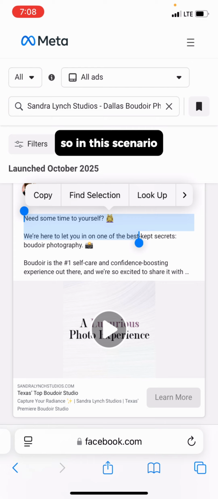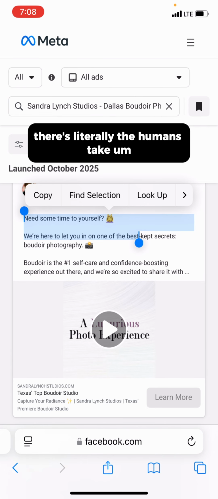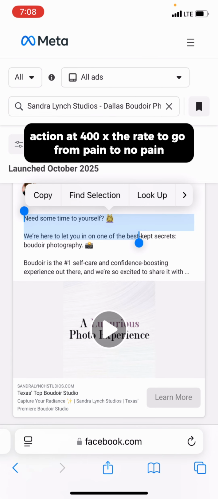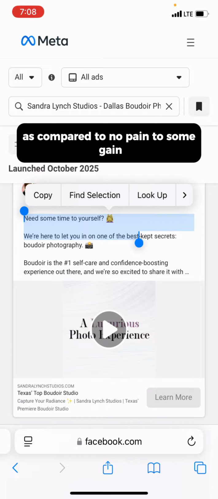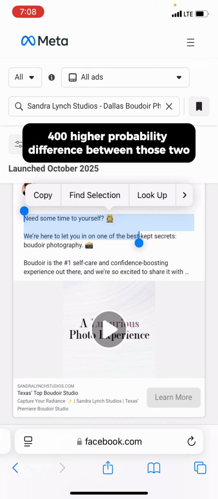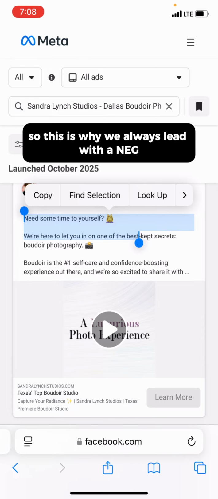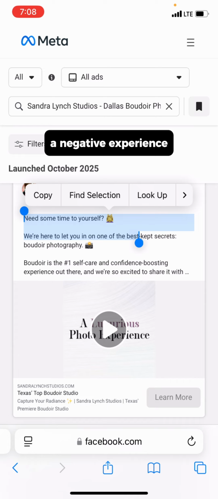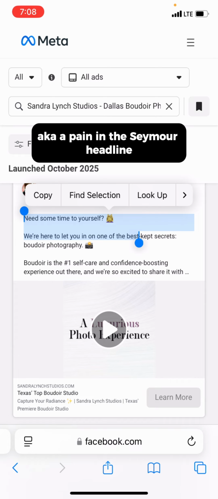So in this scenario, humans take action at 400x the rate to go from pain to no pain as compared to no pain to some gain. 400x rate, 400 higher probability difference between those two. So this is why we always lead with a negative experience, aka a pain, in the See More headline.